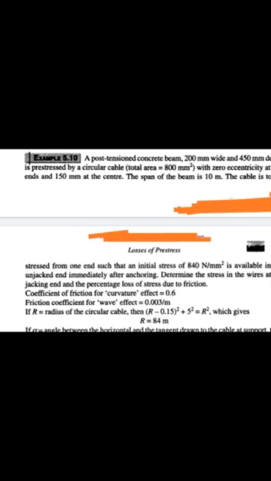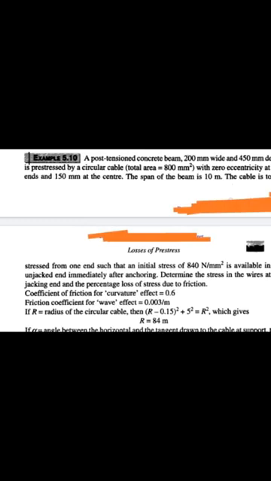Next is this problem: the post-tensioned concrete beam, 200 mm wide and 450 mm deep, is pre-stressed by a circular cable. The total area is around 800 mm square, with zero eccentricity at the ends and 150 mm at the center. The span of the beam is 10 meters, and the cable is to be stressed at one end.